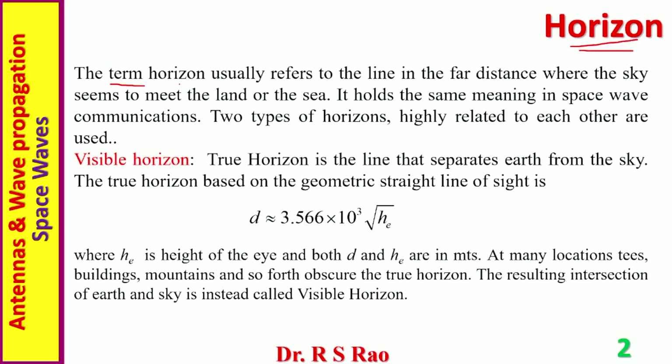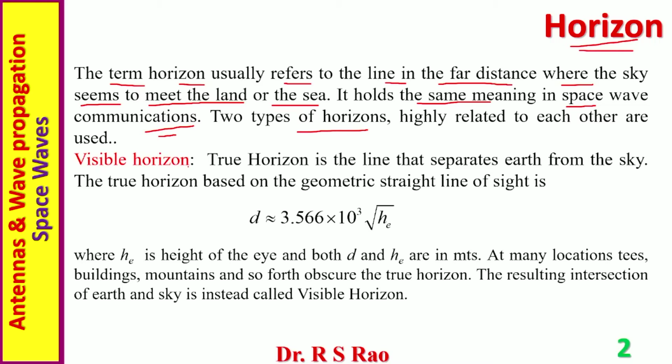The term horizon usually refers to the line in the far distance where the sky appears to meet the land or the sea. It holds the same meaning in space wave communications too. In the study of space wave communication systems, we come across two types of horizons. These two are highly related to each other. One is visible horizon, another is radio horizon.